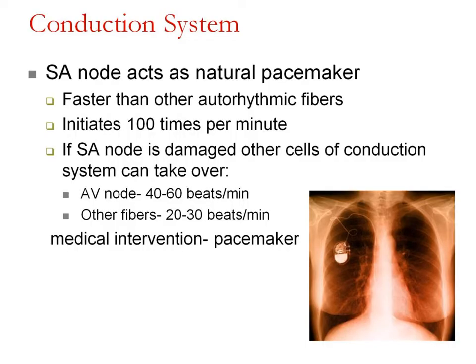All right, so again, the SA node is your natural pacemaker. If it was left to its own devices, you would have a heart rate of 100 beats per minute. Okay, obviously that's not how it always is. You should know by now, what system helps regulate this? Your autonomic nervous system. So you can either speed up or slow down your heart rate with the autonomic system. So what would happen if you had sympathetic input?